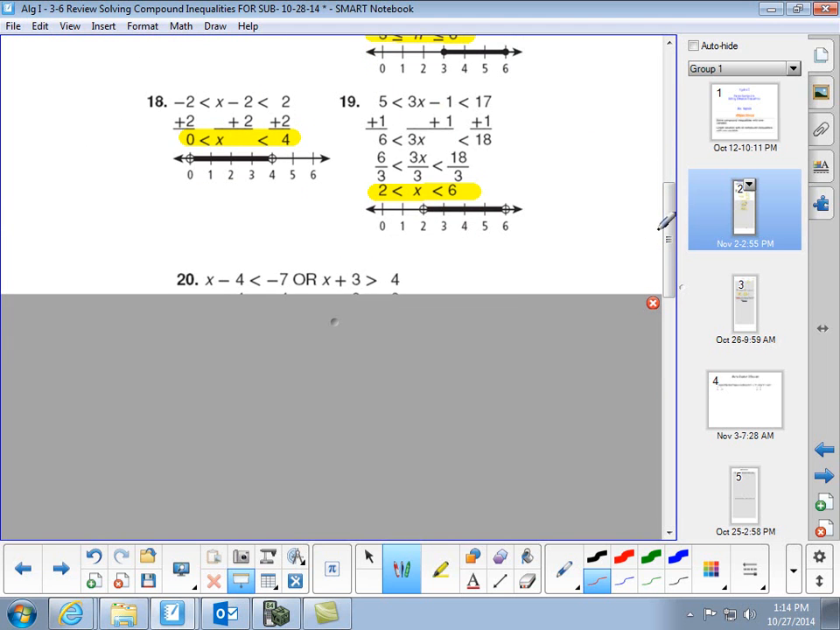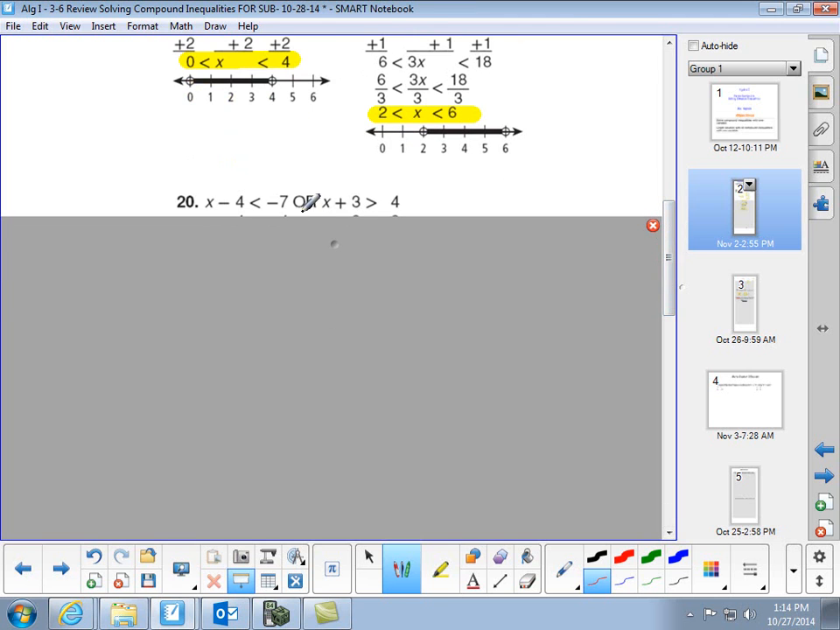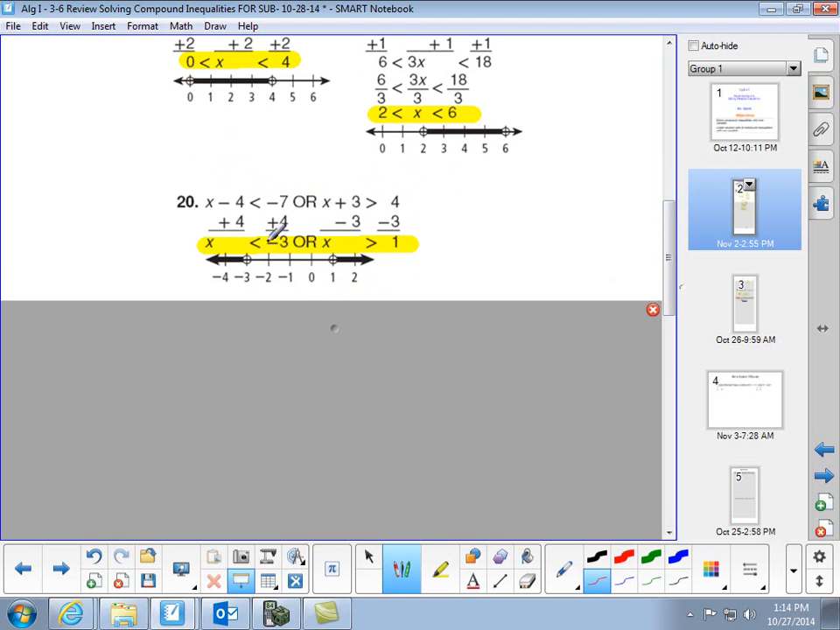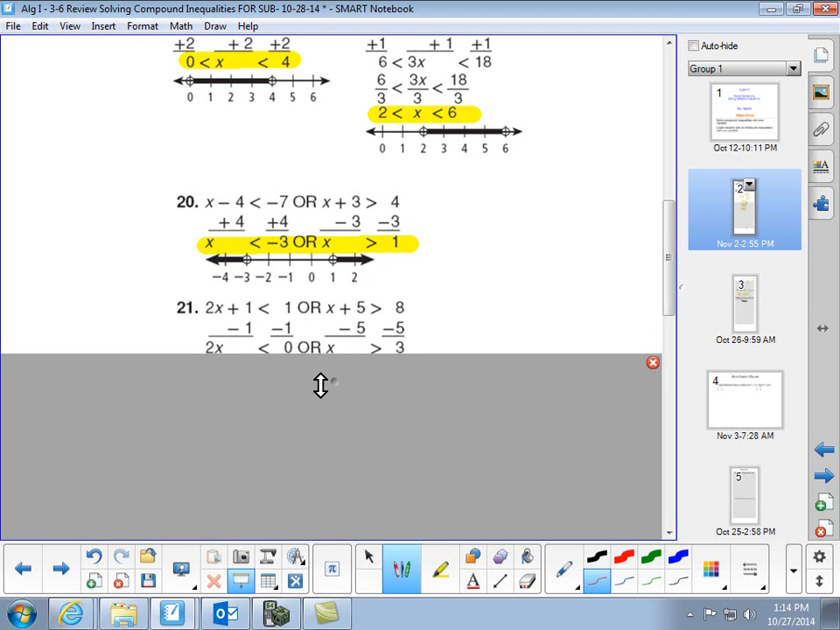Okay, number 20 started our OR compound inequalities. ORs are really easy. You just solve the first inequality, solve the second inequality, and put an OR in between them. So this first one I would add 4 to both sides, and this one I would subtract 3 from both sides to get an answer of x is less than negative 3 or x is greater than 1. So ORs go in opposite directions.